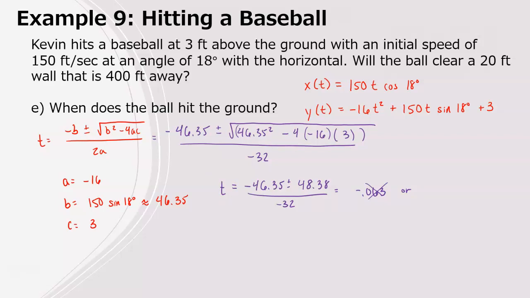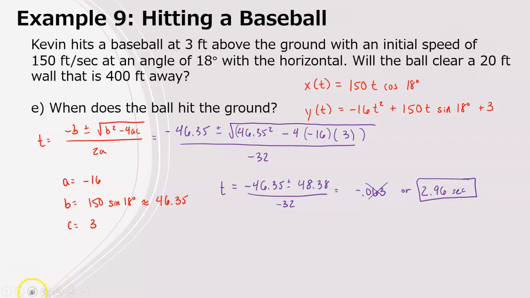So to find the answer we're looking for, if I take negative 46.35 minus 48.38, it's going to be a bigger negative number. But when I divide that bigger negative number by negative 32, it gives me a positive 2.96. So when does the ball hit the ground? It's going to hit the ground after almost 3 seconds, after 2.96 seconds.